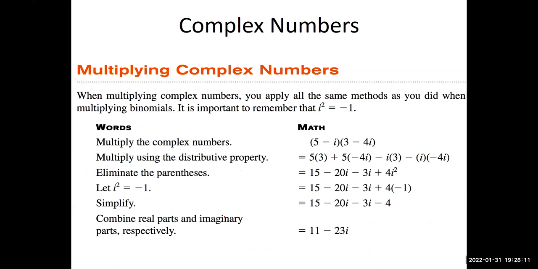Now, how about multiplying complex numbers? Again, let's follow the operations using binomials. So when we multiply binomials, nagdi-distribute tayo, di ba? Okay, we use the distributive property of multiplication. So for example, we multiply the quantity 5 minus i by the quantity 3 minus 4i. Okay?